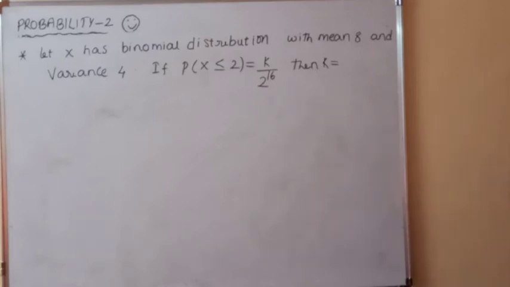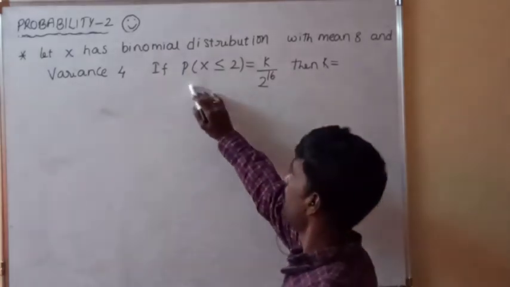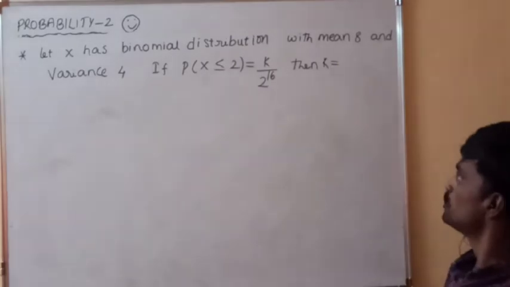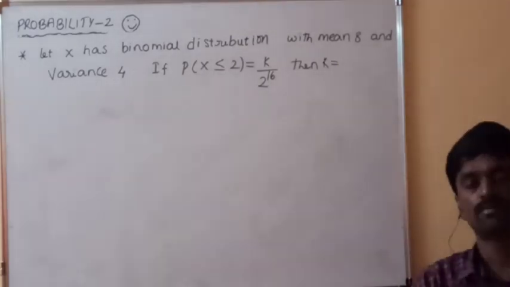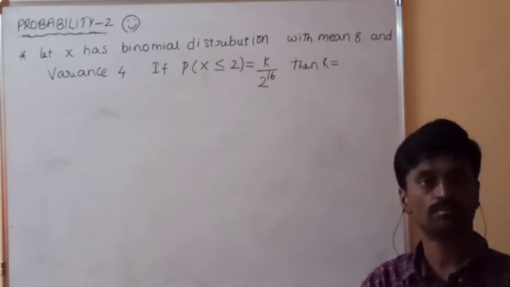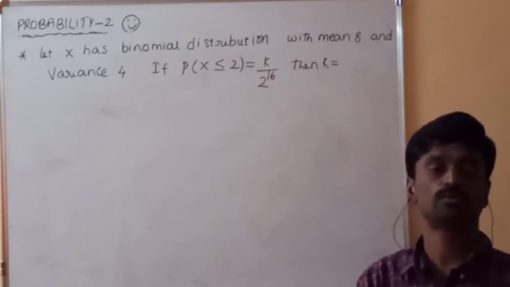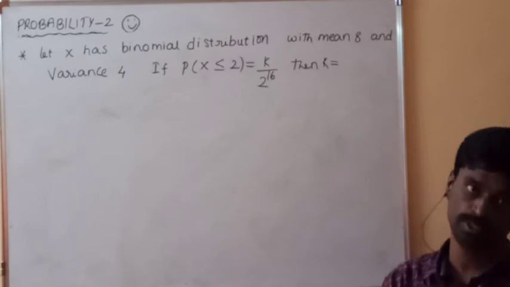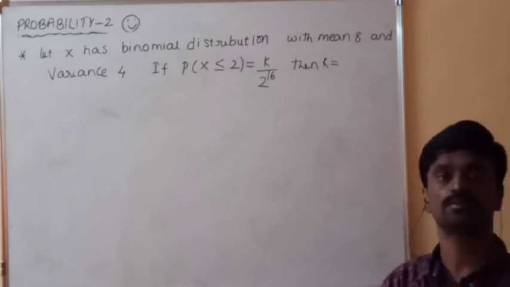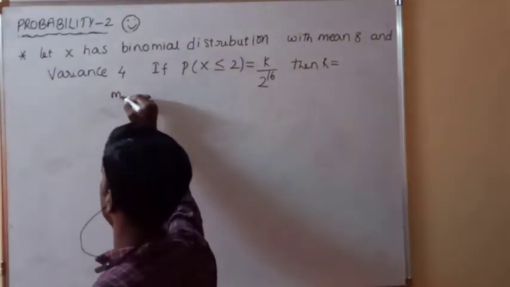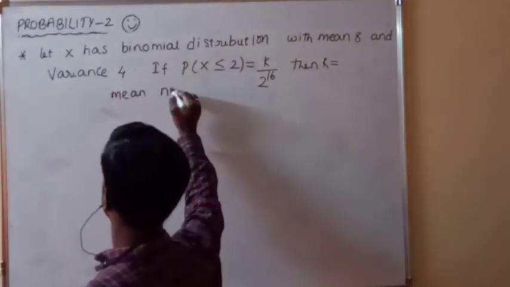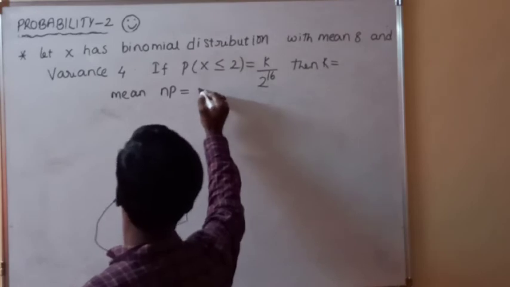Let capital X has a binomial distribution with mean 8 and variance 4. And if P of x less than or equal to 2 is k by 2 power 16, then find the k value. As capital X has a binomial distribution, in binomial distribution, what is the formula to find a mean? N into P. N is the number of trials, P is the probability of success in a single trial. So mean formula is what? N into P. According to the question, it is equal to what? 8.